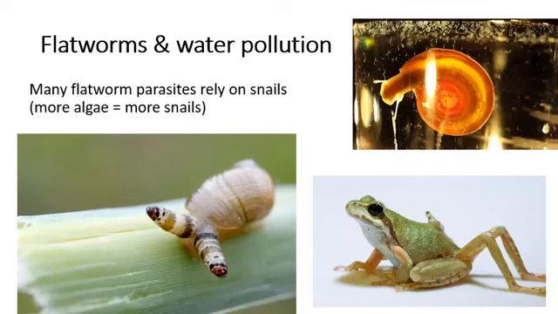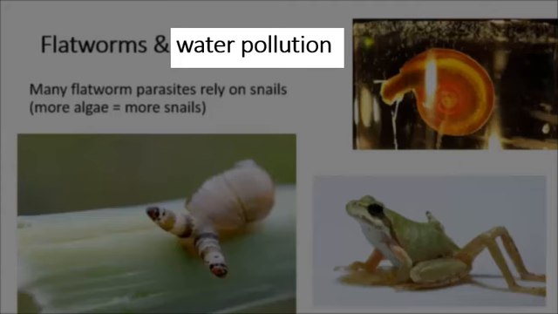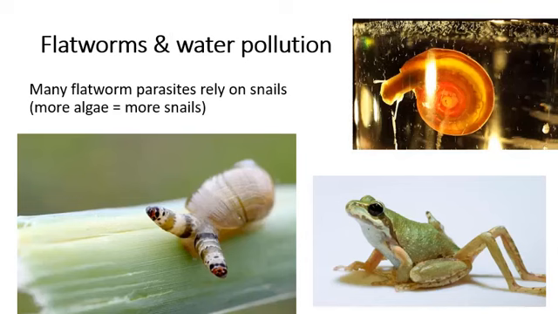While different species of rotifers indicate different water conditions, flatworms usually indicate poor water quality. That's because flatworm parasites spend part of their life inside snails. With more chemical runoff, there's more eutrophication. Algae, that's more food for snails. And more snails would then equal more parasites, more flatworms.